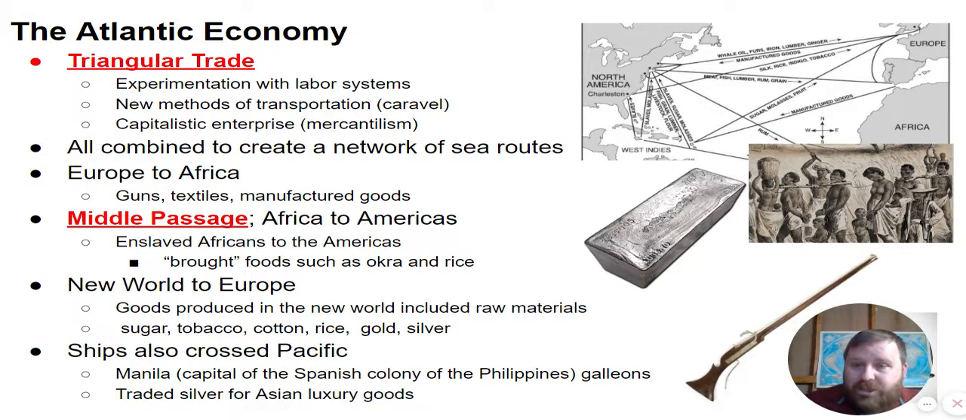Then the Middle Passage is going from Africa to the Americas, and you might have heard of the Middle Passage in reference to the slave trade before. And this is just the passage, the trade route going from Africa to the Americas. Enslaved Africans were brought to the Americas, and they brought, that's in quotation marks because it's not like they had stuff to bring, but with these Africans came foods such as okra and rice. So these new foods are brought to the Americas by the slaves.